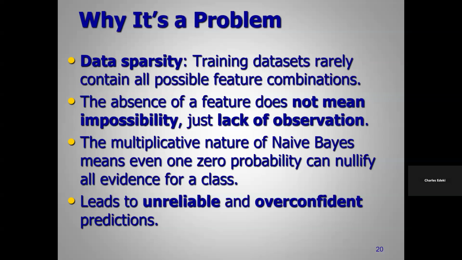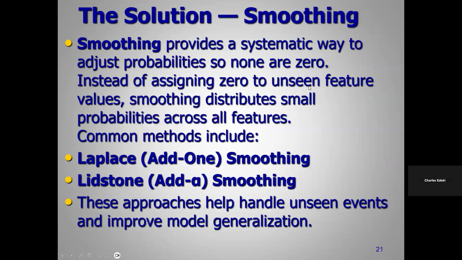Then the next is the multiplicative problem. If we have 4 features and 3 features have a good value, remember probability values are from 0 to 1, let's say 0.3, 0.5, 0.9. But one of them has 0 probability. Then everything is 0. So that's what we call an unreliable, overconfident prediction. The solution is where we come with smoothing.